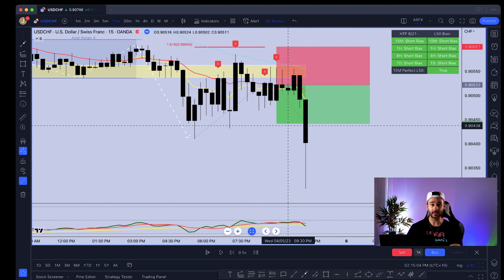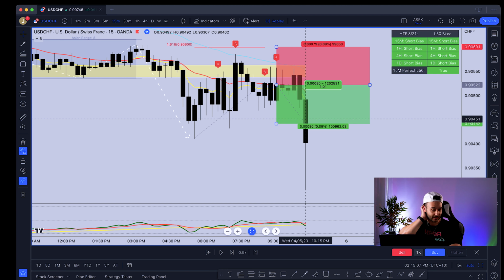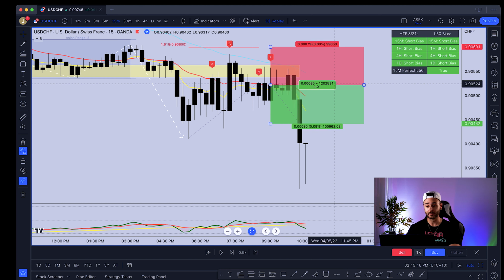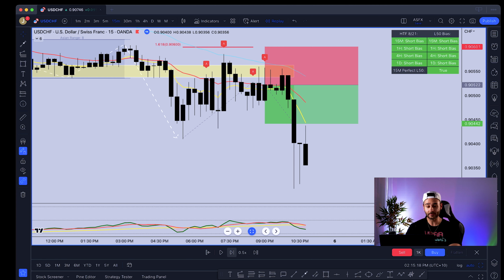So I was out at 1R. This was a perfect trade. I was asleep at this time. This is 10:15 p.m. at night, my time. I had my stop loss and take profits all set, or my order set. And you can see price just completely melted here.